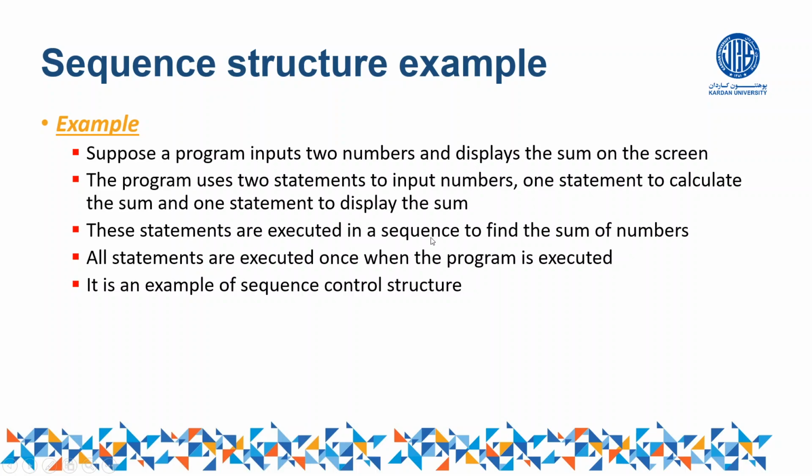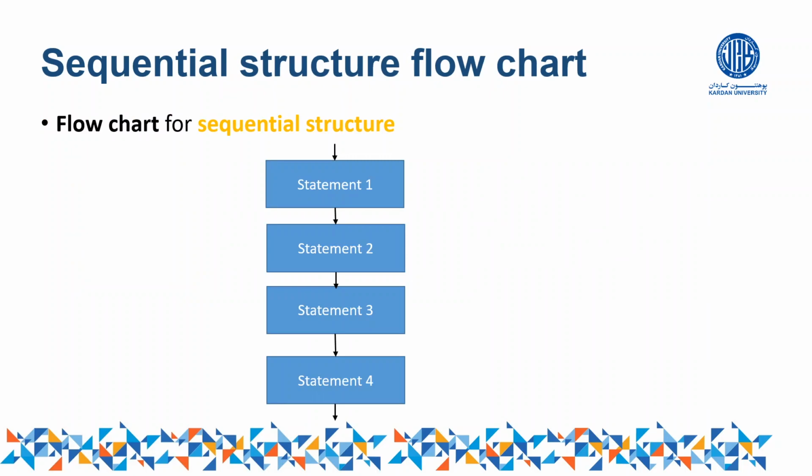These statements are executed in sequence to find the sum of numbers. If you want to find the sum of numbers, then you can use this way. All statements are executed once when the program is executed. As we have discussed in the previous slide, all the statements are executed exactly one time. No statement is executed 2 or more than 2 times. It is an example of sequence control structure. First of all, we are going to discuss this, and then I'm going to write a program for this sequential structure.